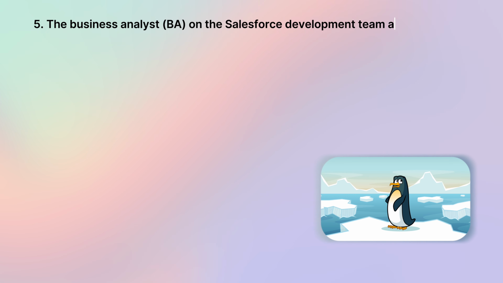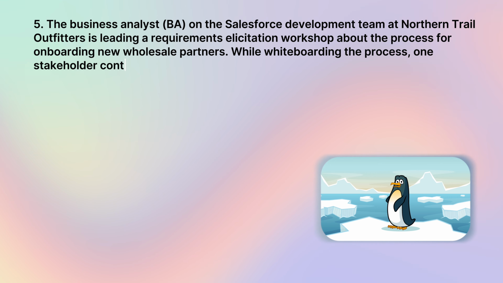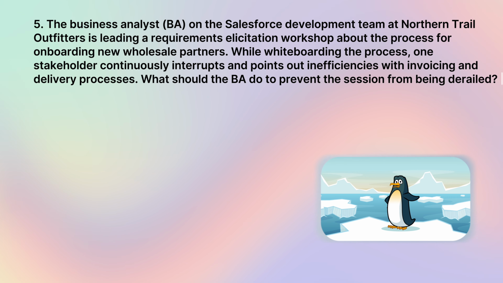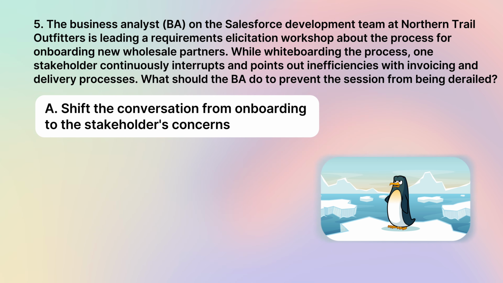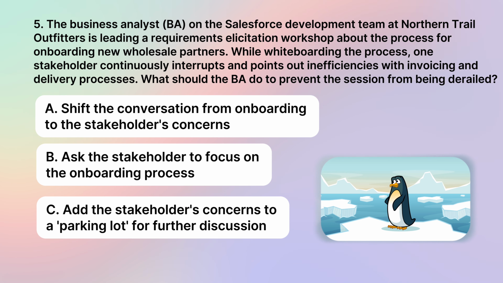Question 5. The business analyst, BA, on the Salesforce development team at Northern Trail Outfitters is leading a requirements elicitation workshop about the process for onboarding new wholesale partners. While whiteboarding the process, one stakeholder continuously interrupts and points out inefficiencies with invoicing and delivery processes. What should the BA do to prevent the session from being derailed? A. Shift the conversation from onboarding to the stakeholder's concerns. B. Ask the stakeholder to focus on the onboarding process. C. Add the stakeholder's concerns to a parking lot for further discussion.